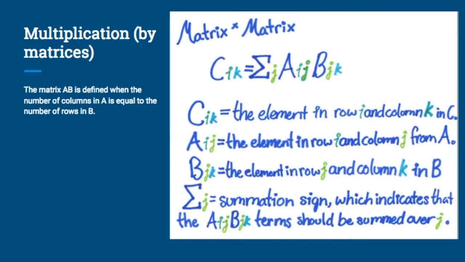Here is the equation in which you multiply a matrix by a matrix. Each of these terms represents the order of operations you would take. C, i k, the element in row i and column k in matrix C. A, i j, the element in row i and column j from matrix A. B, j k, the element in row j and column k in matrix B. Sum over j, the summation sign, which indicates the A i j, B j k terms should be summed over j. Now, this would all make sense once we do the problem ourselves.